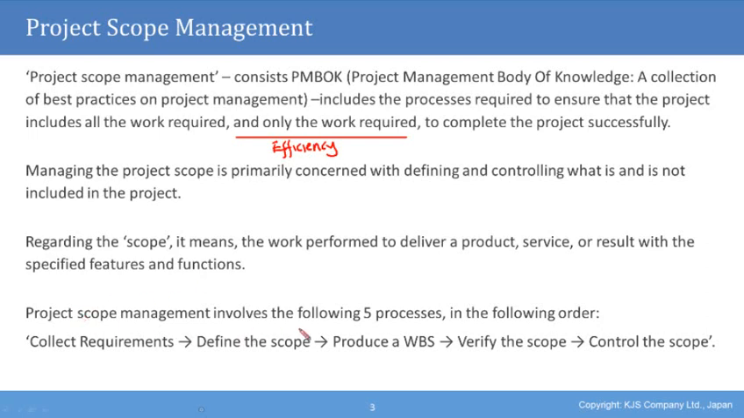Project scope management involves the following 5 processes in the following order. So it's always easier when you know how many processes there are. First of all, collect the requirements. You need to know what you're going to do. Secondly, you must define the scope. This is what we defined over here. Then you must produce something called a WBS. We will talk about this in the following slides. Then we need to verify the scope that you have defined, and you need to control the scope. And we're talking about these steps in the following slides.